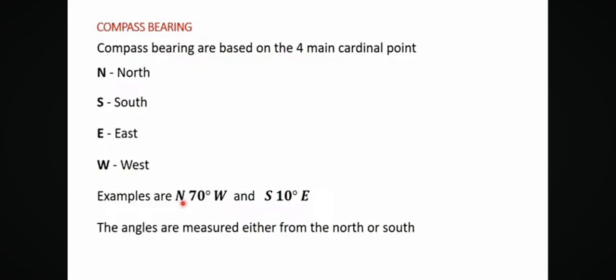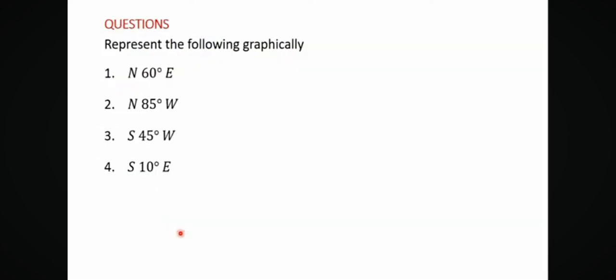In representing these bearings on diagrams, the angles are measured either from the north or the south. This information is very, very important. We are going to use it as we learn how to represent compass bearings on diagrams. Let's take some examples. Represent the following on diagrams. And we have been given 4 questions here. We will take them one after the other and solve them.